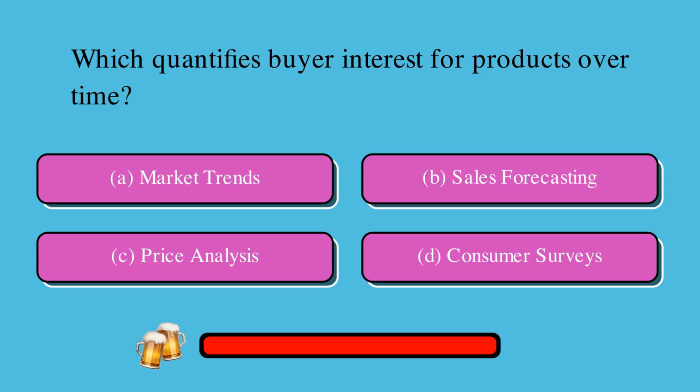Which quantifies buyer interest for products over time? Is it A, market trends, B, sales forecasting, C, price analysis, or D, consumer surveys? The correct answer is B, sales forecasting.